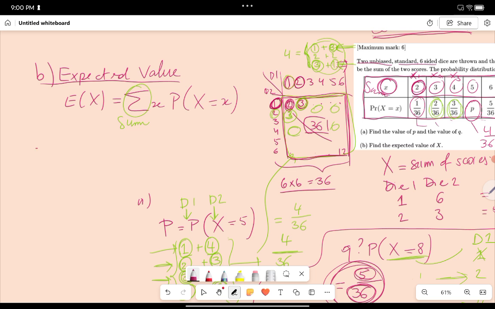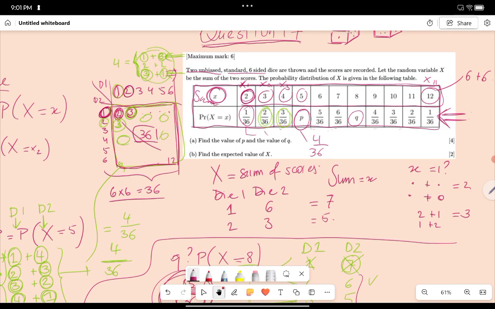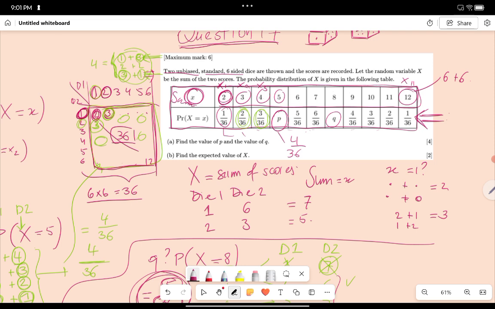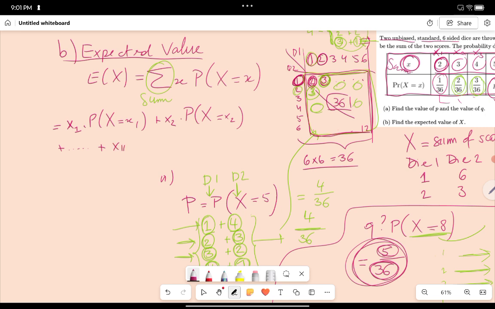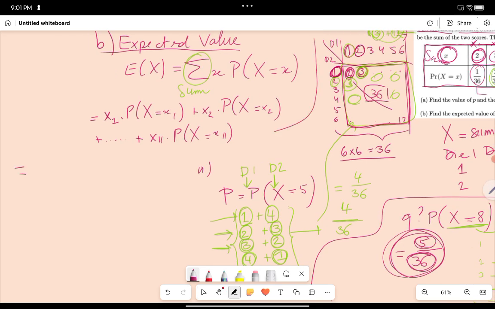But yeah, so what you do, you take the possible value of the sum, the first one, x1, times the probability that the sum is equal to x1. That's what you do. Plus, again, you take x2 times the probability of the sum being equal to x2, and you do that until the last one. So 1, 2, 3, 4, 5, 6, 7, 8, 9, 10, 11. This is 11, x11, right? x11 times the probability of x being equal to x11. So what it means, I'm just gonna put this away.